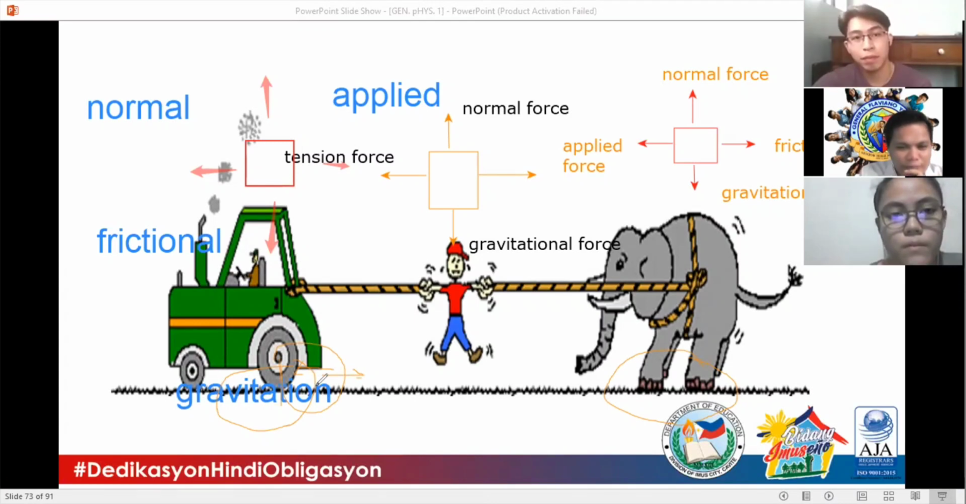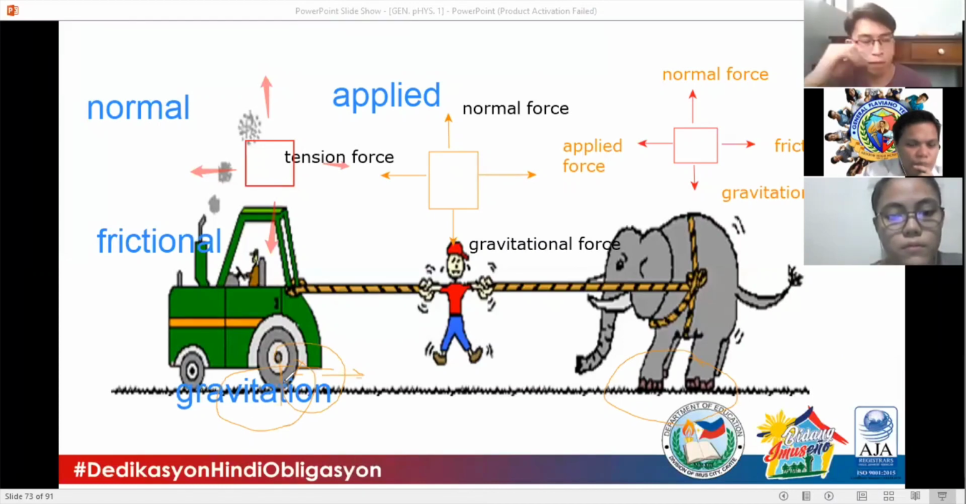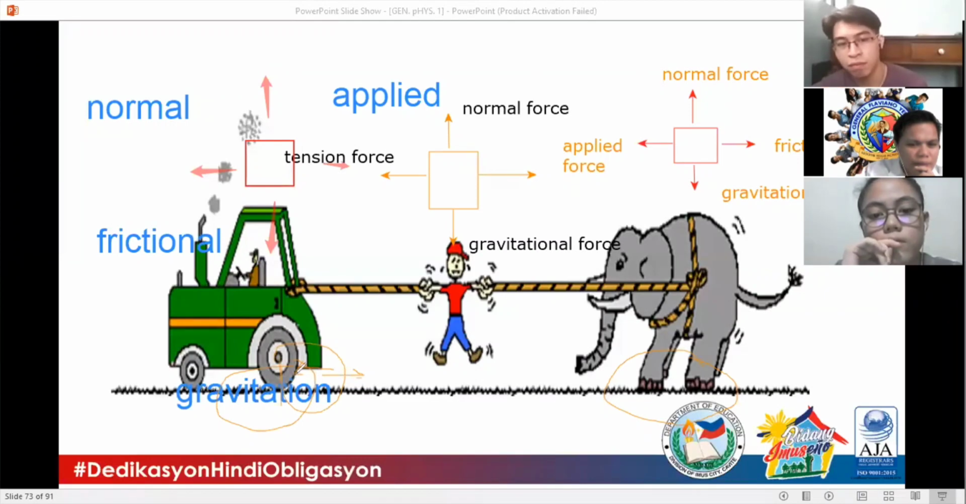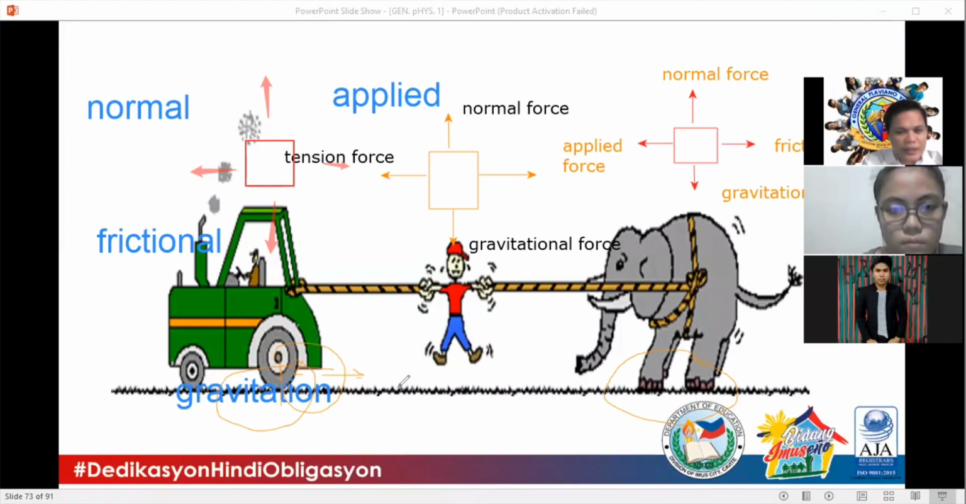Hindi po. Yung sinabi ko po, yung sa car po tsaka po yung sa ground, frictional force po, tas gravitational force. Nasabi na yun kanina. Same lang yung nakikita mo. Sige, ikaw, Marcos. Sir, pwede po ba yung tension force from the truck sa lalaki po?